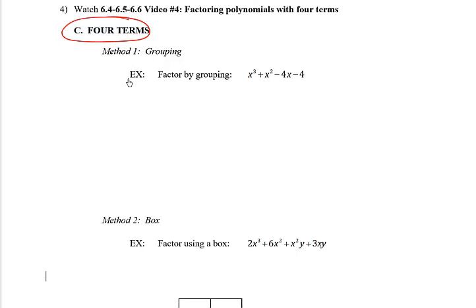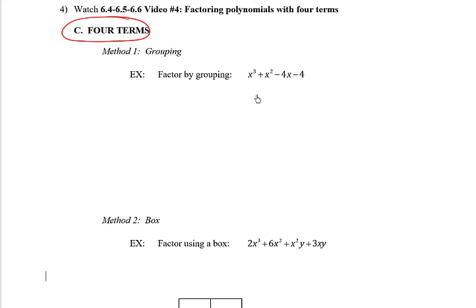Once again, there are 2 methods. I'll show them both to you. They work interchangeably. You could do them all using the first method, you could do them all using the second method. I just want you to have some options. The first method is called factor by grouping. You can see the example problem there.